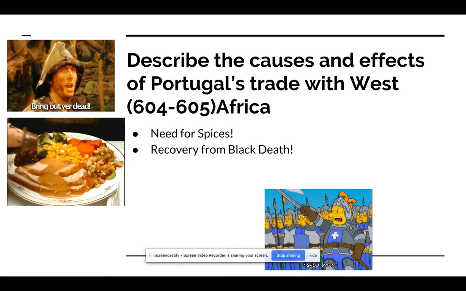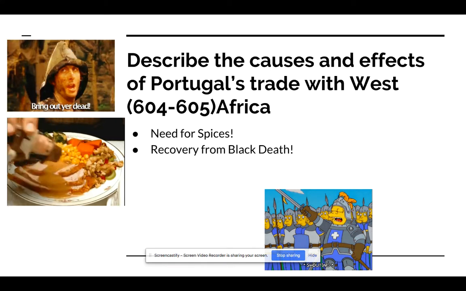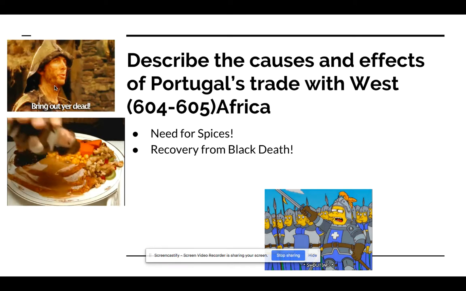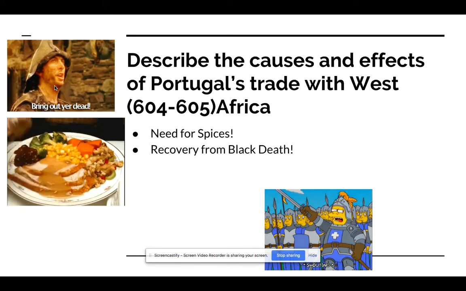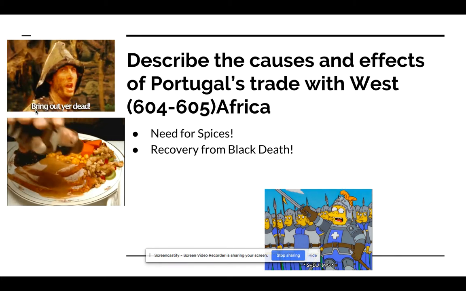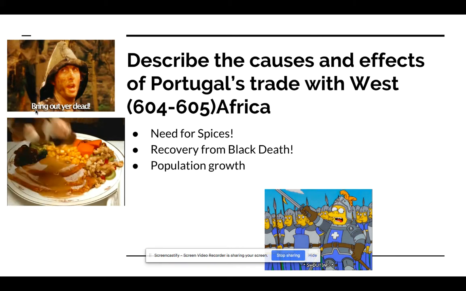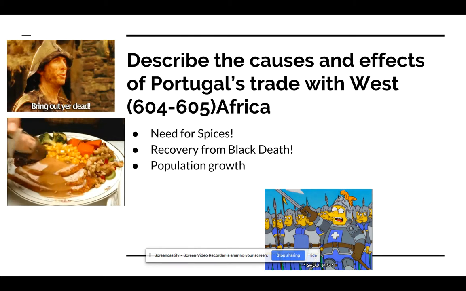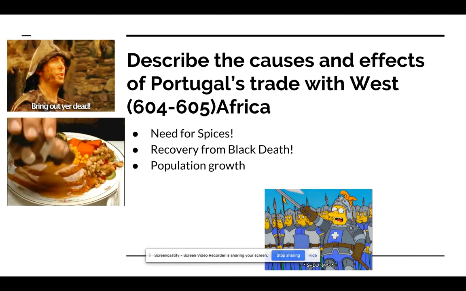And as a result of private trade, one of the things that you'll start to get is more people wanting to invest in expeditions to the Indies to obtain these spices. So population growth, right? So you're getting large growth of some of these big cities, urbanization.